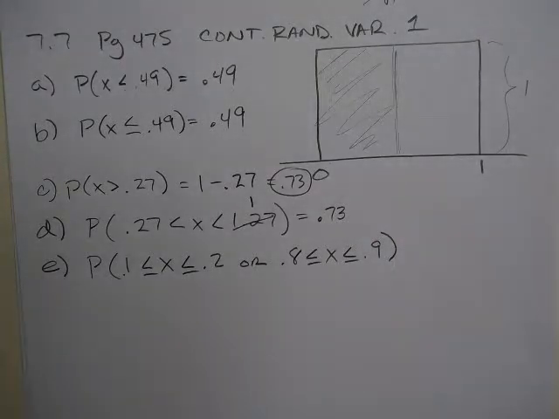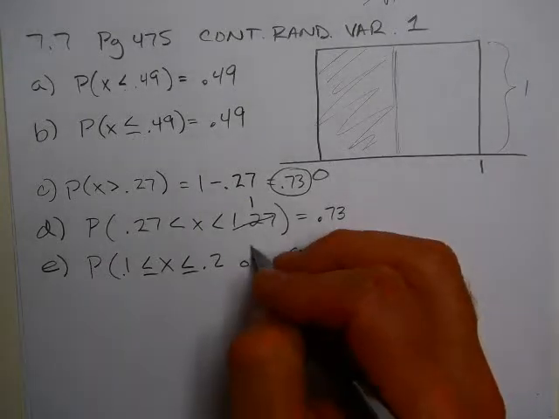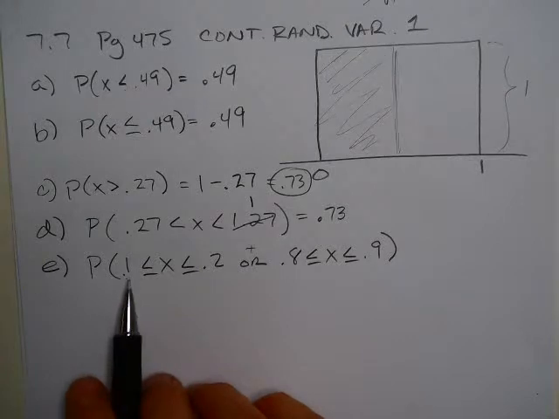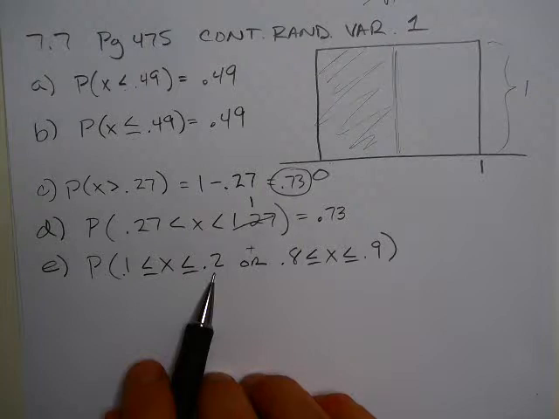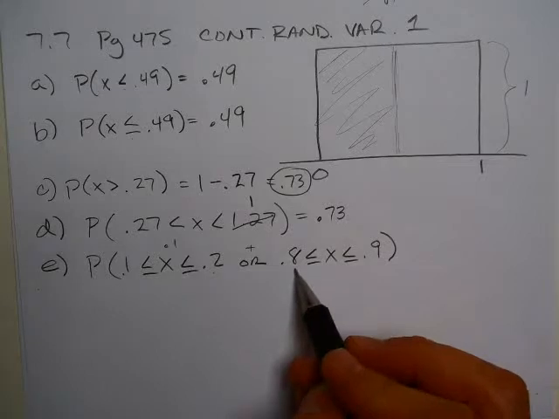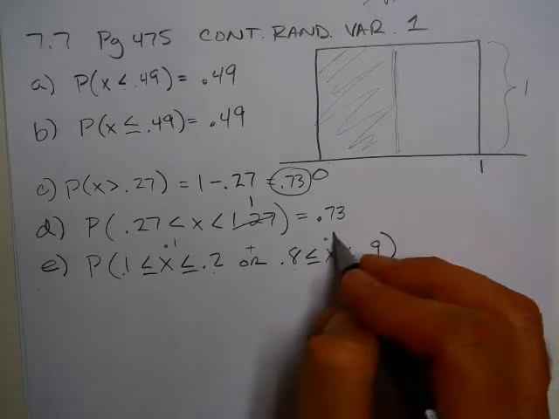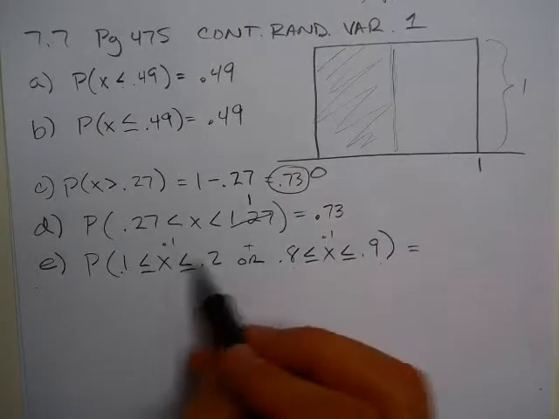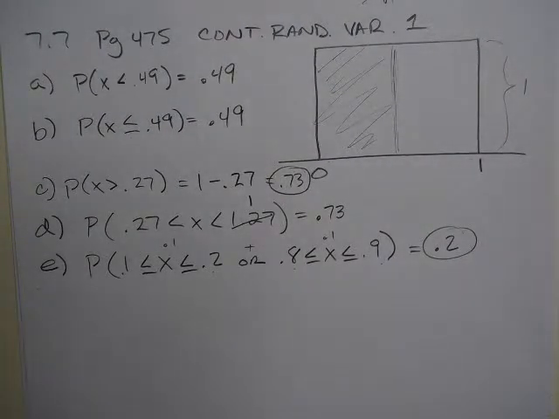Or is a what kind of word for us? What does it indicate that we should do? Addition, right. So the area under the curve that's between 0.1 and 0.2 would be 0.1, yeah. And the area under the curve that's between 0.8 and 0.9 is also 0.1. So the answer to this is going to be 0.1 plus 0.1, or 0.2. Heather, you okay with that? Yeah. Yeah? All right.